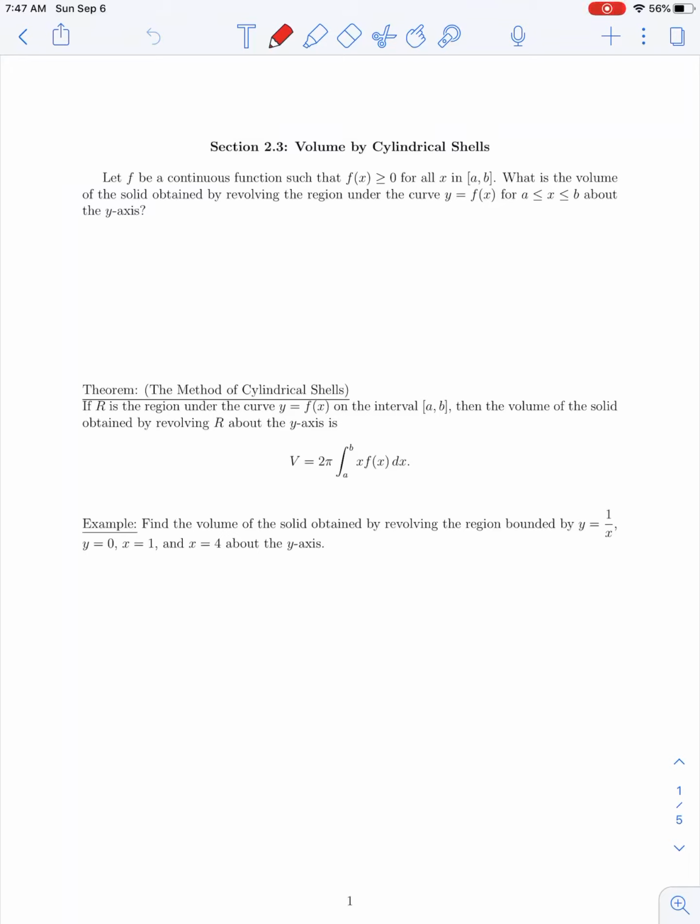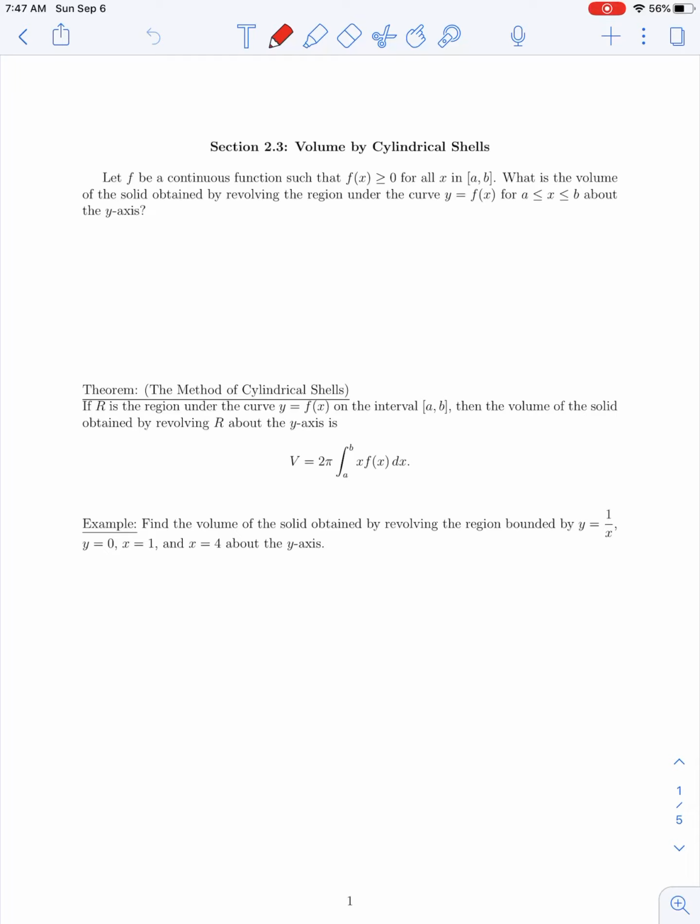Okay, in this lecture we're going to cover our section 2.3 material on volume by cylindrical shells. And the idea in this section is to determine the volume of a solid of revolution where maybe the disk or the washer methods aren't possible, or at least wouldn't be very easy.